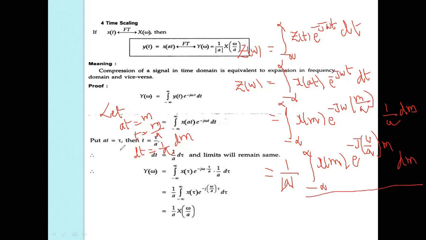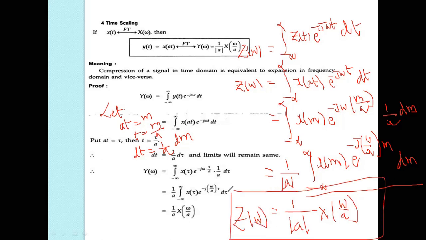Observe this equation is one of the definitions of the Fourier transform with the variable m here instead of omega, that is omega by a. If it is omega, we get x of omega. If it is omega by a, we get x of omega by a. So Z of omega is equal to 1 by the magnitude of a into x of omega by a. The scaling: compression in the time domain means there is an expansion in the frequency domain and vice versa.